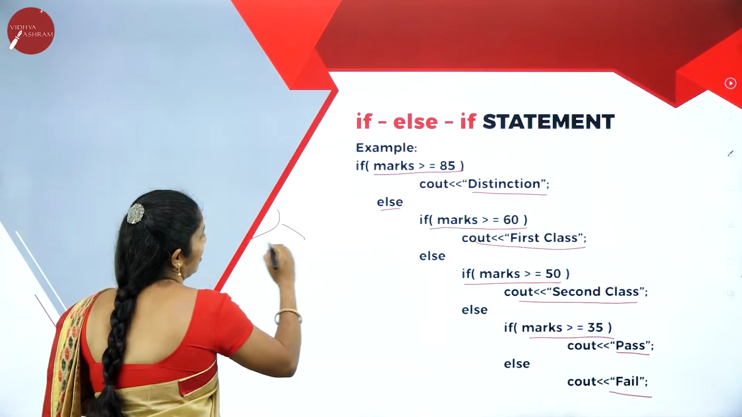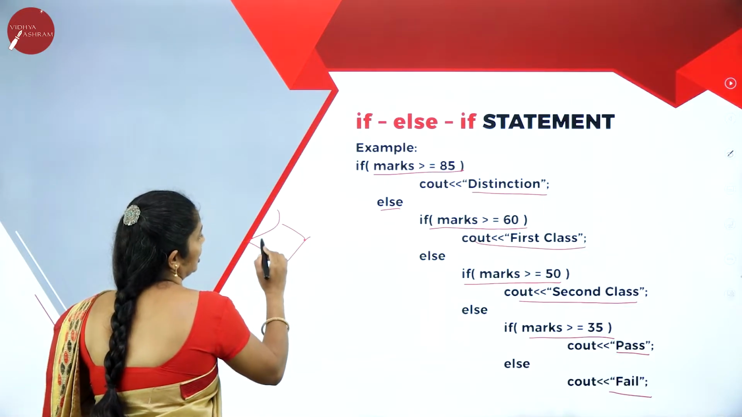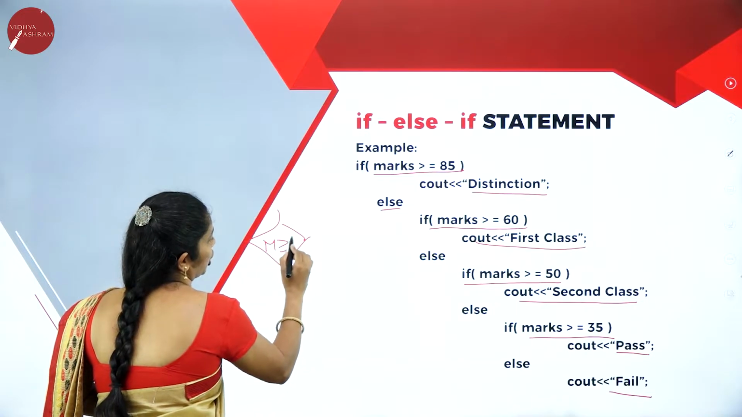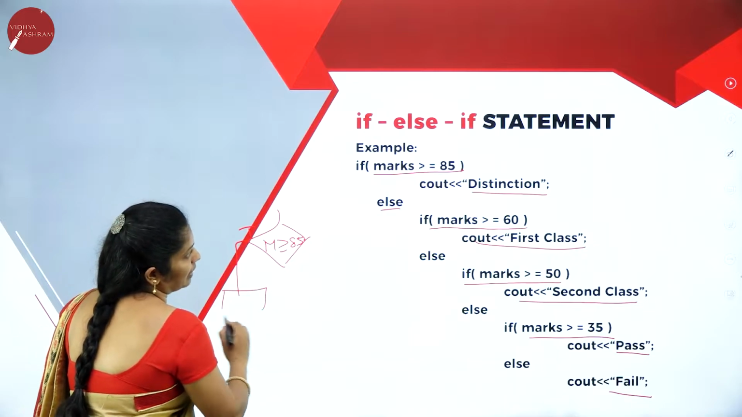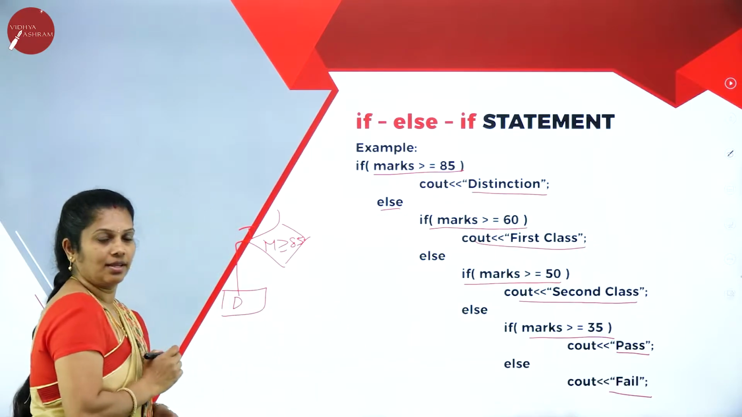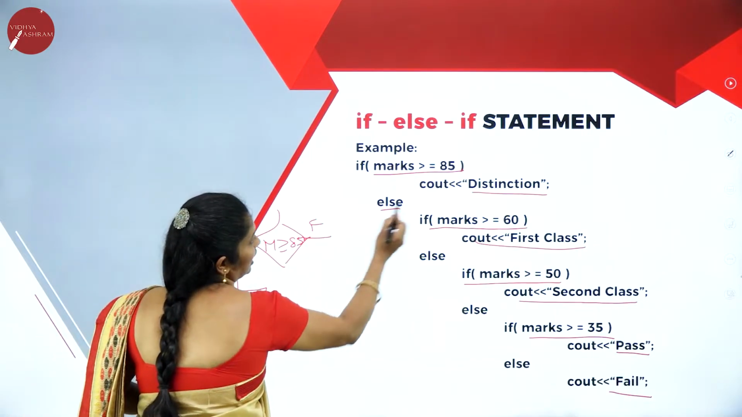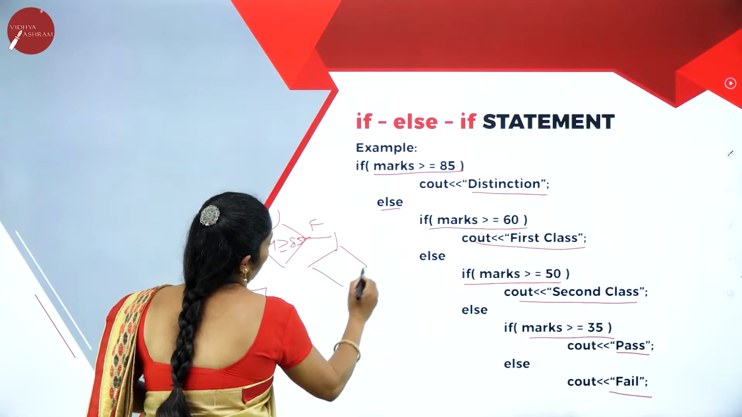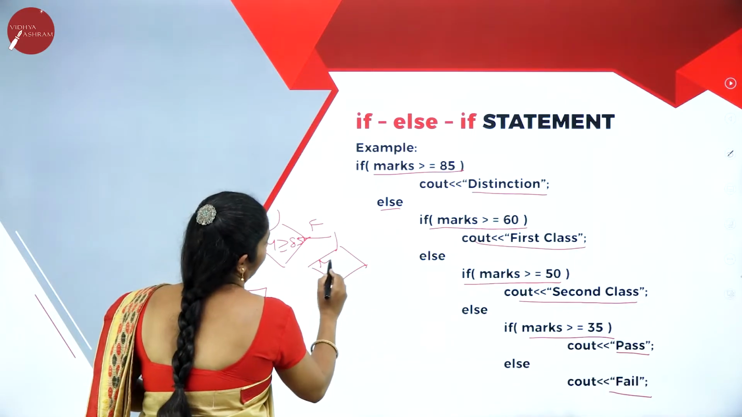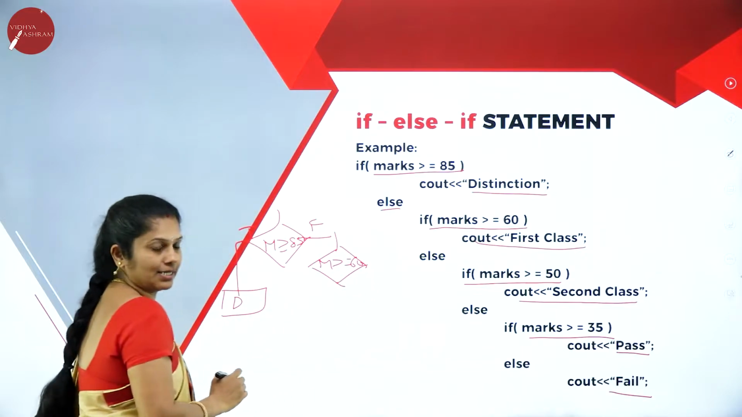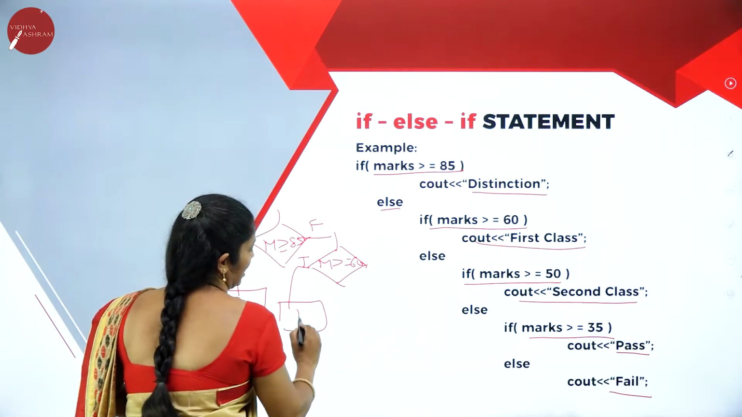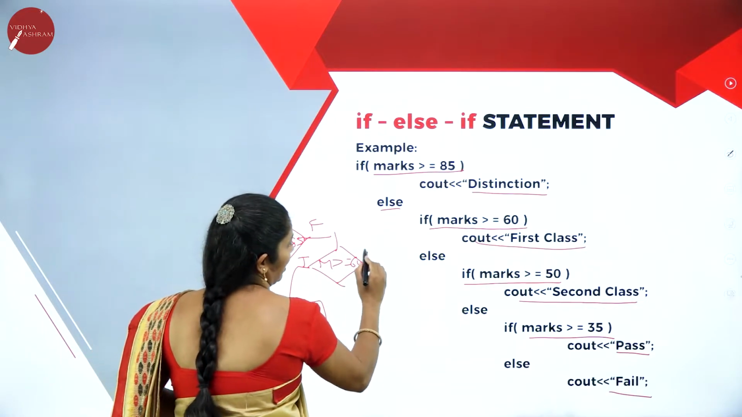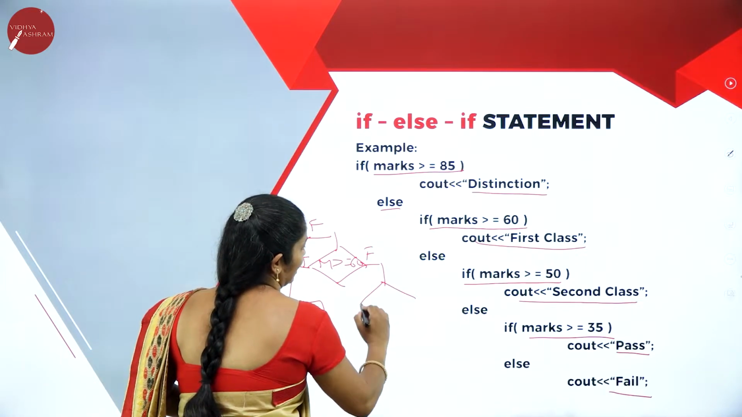For example, here, first condition. What is the condition? If marks is greater than or equal to 85. If it is true, then it will display distinction. If it is false, then it will check for the next condition, if marks is greater than or equal to 60. If it is true, then it will display first class.